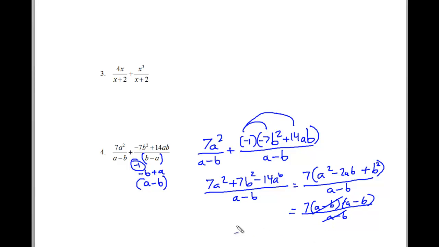So my answer to the problem is just 7 times a minus b. There's no need to put that back in, but if you wrote your answer as 7a minus 7b, I wouldn't be upset about that. And so that's problem number 4 and the first page of the test here.